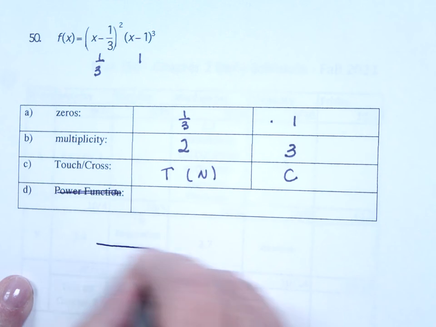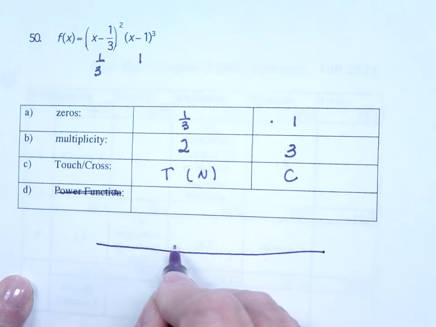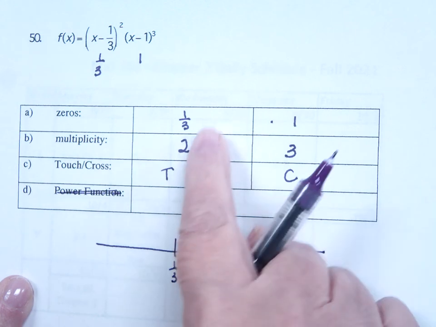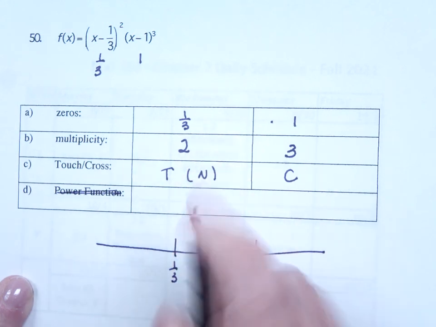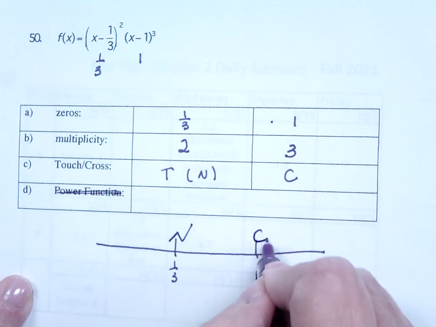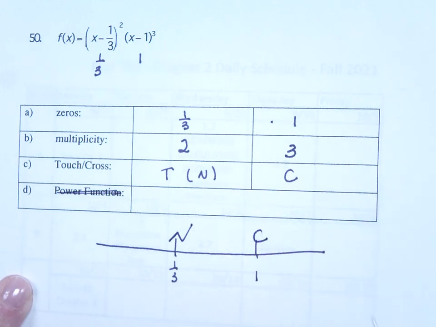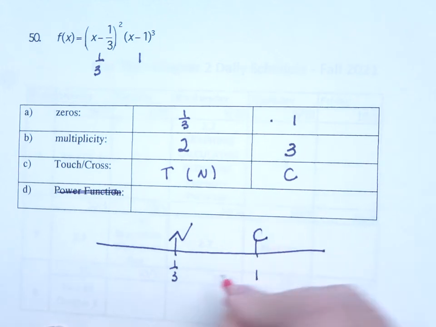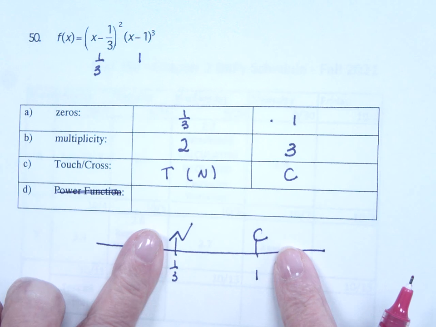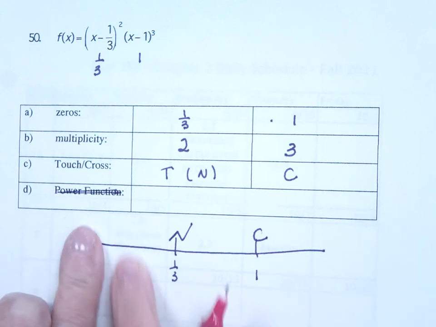And then I'd move to my number line, put on my critical numbers, 1/3 and 1. 1/3 is multiplicity 2, so there's no change. 1 is multiplicity 3, change. And now I get to pull my test point. And look at that. I was going to pull 0. 0 between 1/3 and 1? No. That's where you have to be very careful. Make sure when you pick an interval, the test point's in that interval that you want to use.